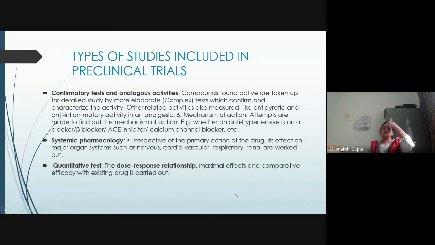So other related activities are also measured, like antipyretic, anti-inflammatory, analgesic and all. Then the mechanism of action is studied, that is, how the drug is acting or what is the mechanism. We all know that different drugs show their action through different mechanisms. Different mechanisms are involved. Okay, so these studies are also done.